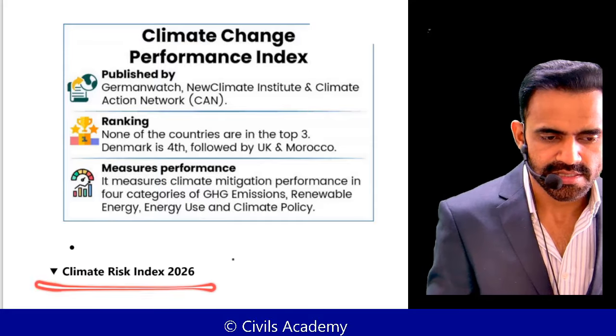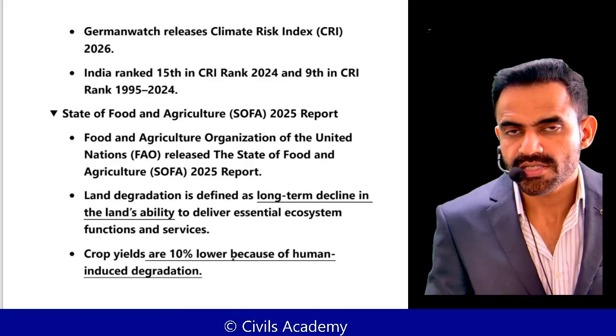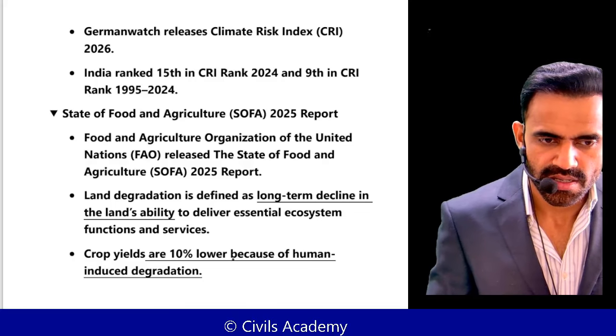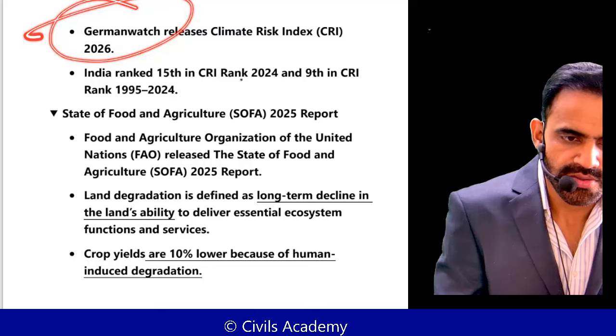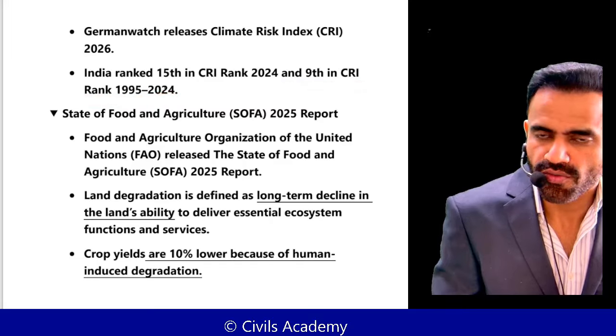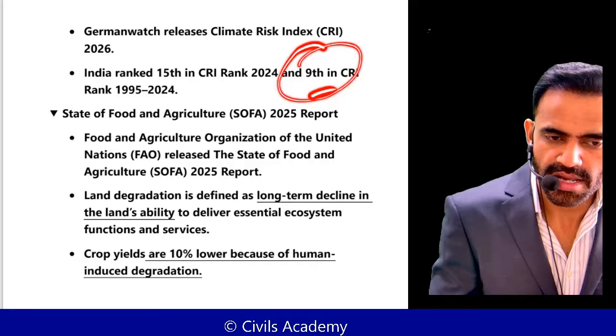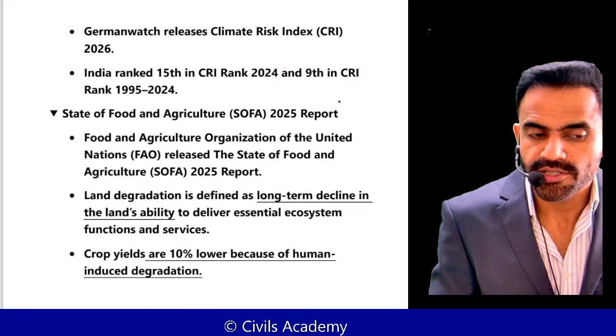Next is the Climate Risk Index. The Climate Risk Index basically talks about the risk posed by climate change. This is also released by Germanwatch. India is in 15th position, and in the duration of 1995 to 2024, that means in this entire duration, we are in 9th position. So we are highly vulnerable to climate change.